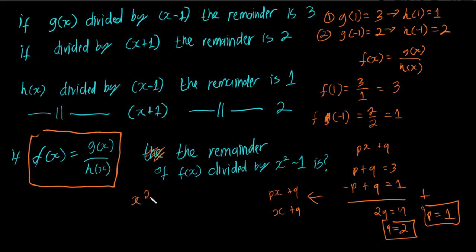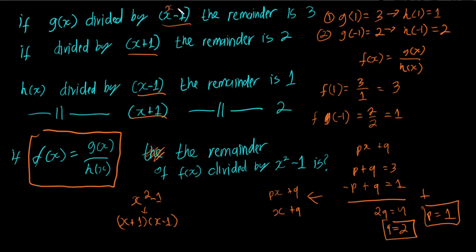I want to tell you guys that x squared minus 1 is actually (x plus 1)(x minus 1), which is essentially the two factors from the beginning. Okay, and you want to remember that because it's important. So the first thing here, you have to know the theorem, the remainder theorem. I think that's the name of the theorem.